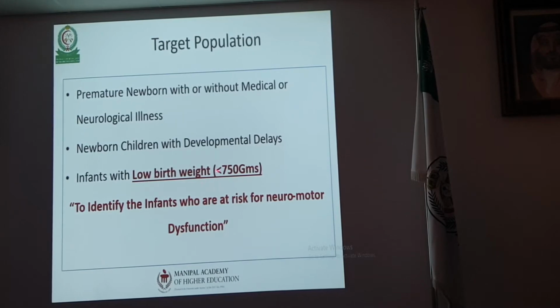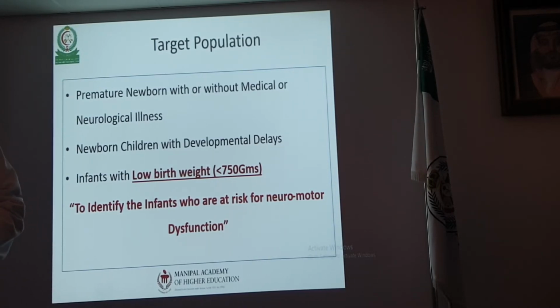All the children who have low birth weight can be suspected to have a problem, but need not have a problem. All newborns need not have developmental delays. And all premature children need not have medical problems. All premature children need not have neurological problems. After this, as you put the question, today I'll show you one child whose birth weight was less than 700 gram. I'll put that video to you and you judge what the problem in the baby is. And that problem the parents noticed after 1 year, 10 months.